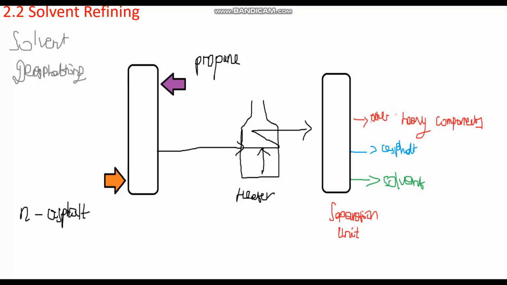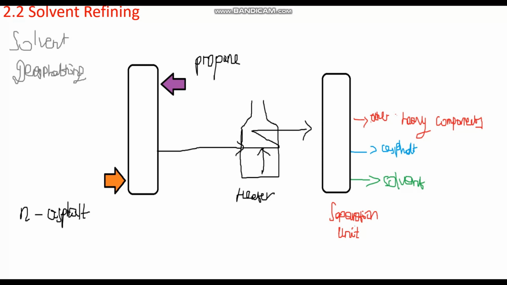The three main types of solvent refining are solvent deasphalting, solvent extraction, and solvent dewaxing. Here we can see the solvent deasphalting unit. So first of all, we will take this tower.